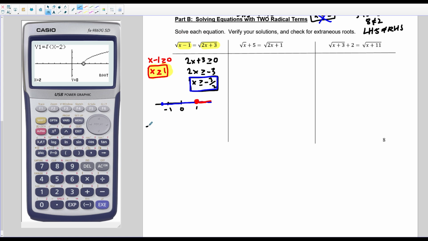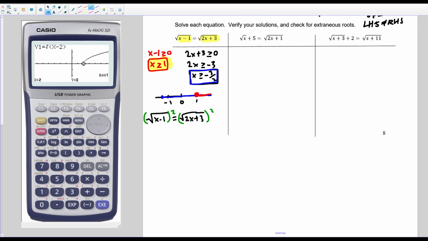Just going ahead and rewriting our equation so we have a little bit more room. We have the square root of x minus 1 and the square root of 2x plus 3. Let's square both sides. I'm going to square the left-hand side, and I will also square the right-hand side. That leaves me with x minus 1 on the left-hand side and 2x plus 3 on the right-hand side.